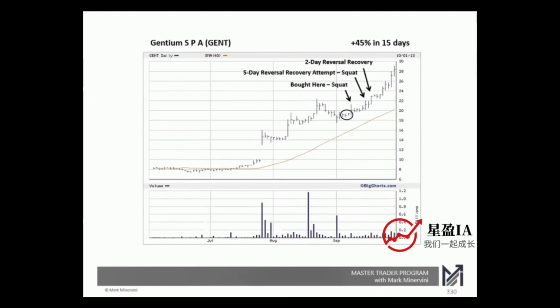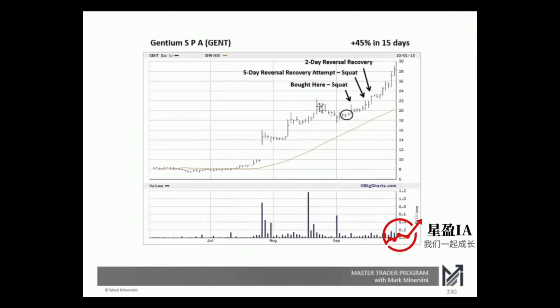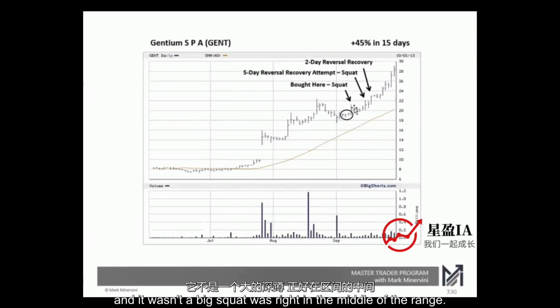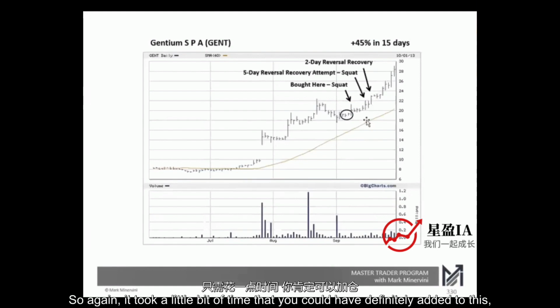So this is a stock that I actually bought coming right out here. You see, it's a little low cheat area within this power play. You can see it came out, and it wasn't a big squat. It was right in the middle of the range, but it went inside 1, 2, 3, 4 days. Fifth day, you get a reversal recovery, and it goes inside for a day, and now you're off to the races. So again, it took a little bit of time.